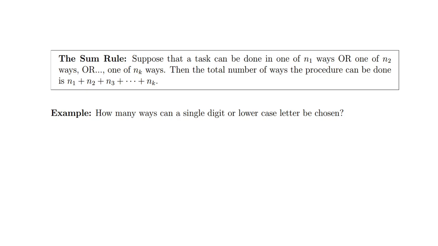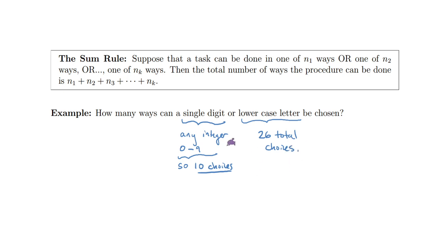Okay, so how many ways can a single digit or a lowercase letter be chosen? You have to put some context into this, but by digit, we mean any integer from 0 to 9 inclusive. So there are 10 choices. And then lowercase letter. If we're talking about using English here instead of something like the Cyrillic alphabet, then there are 26 choices. Now, how many ways can you choose this or this? The or there is telling us to use the sum rule. So this would be 10 plus 26, which is 36. So that's how many ways you can choose one or the other.